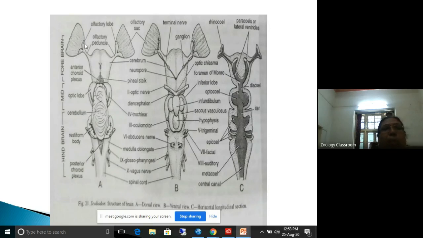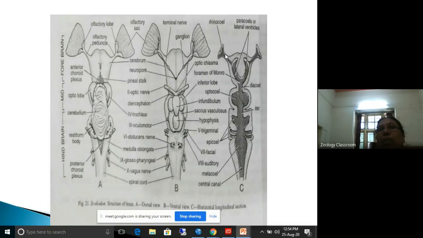Parts of the forebrain are the olfactory lobe, cerebral hemisphere, and diencephalon. Midbrain has the optic lobes, and hindbrain consists of the cerebellum, corpora restiform body, and medulla oblongata. So these are the parts: dorsal view. This is the ventral view, and this is the ventricles or cavities of the brain.